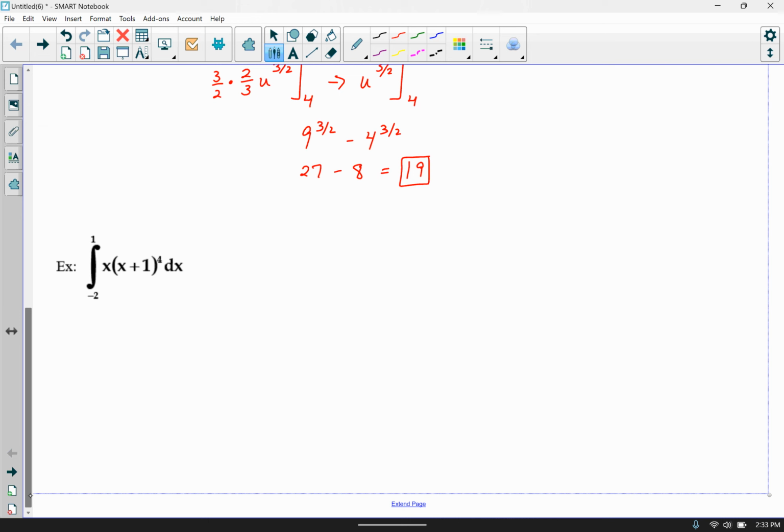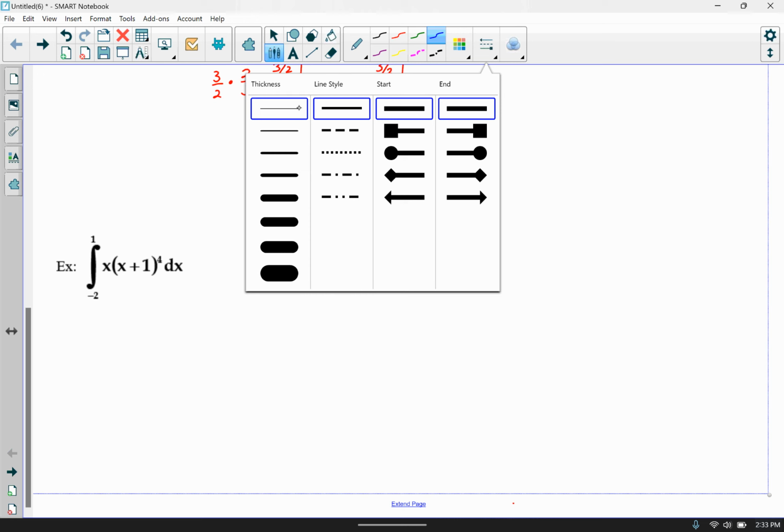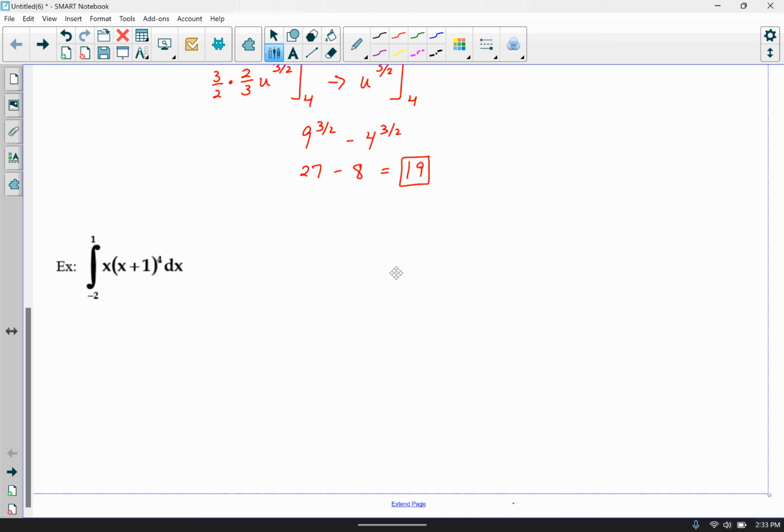Right, I'm going to come on down to this last example. In this last example, again, I'm not going to be able to distribute that x through here because this second term is being raised to the 4th power. So I'm going to need to use a u substitution. I'm going to let u equal the function within a function. So let u equal x plus 1.